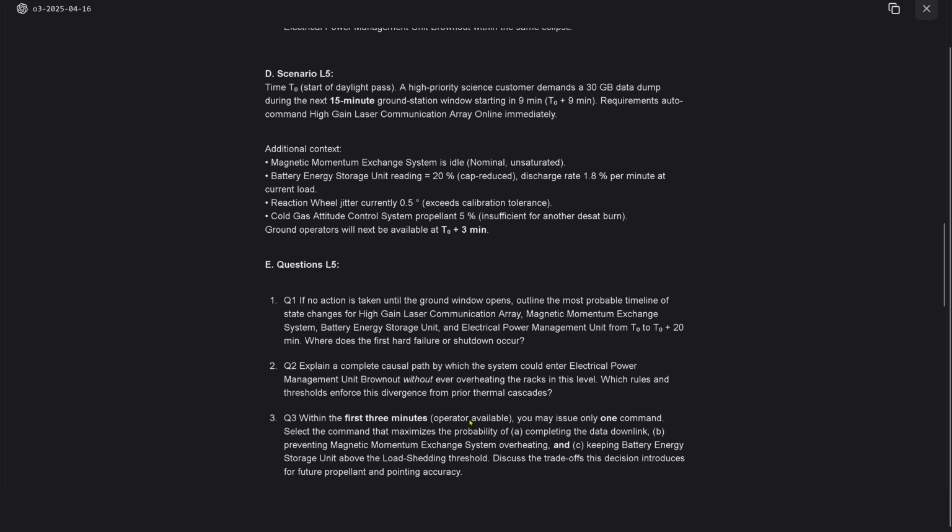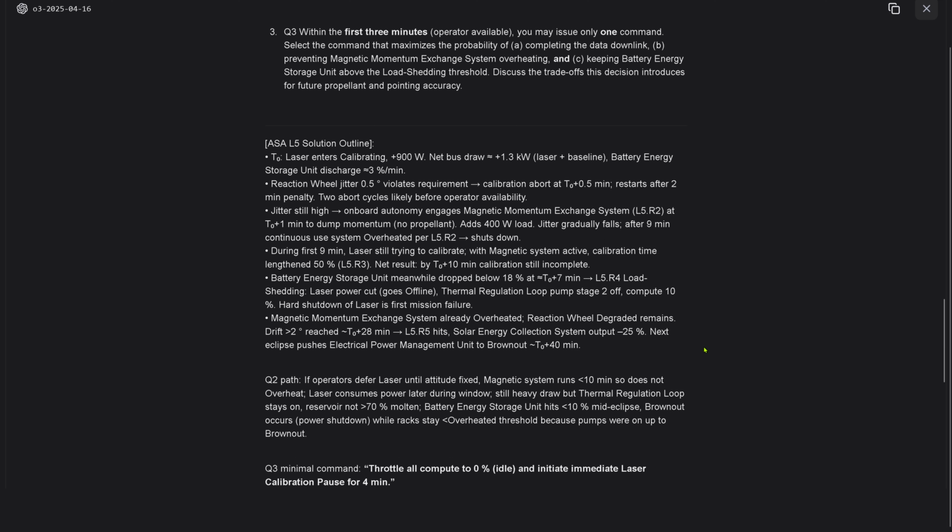And within the first 3 minutes, operator available, you may issue only one command. Select a command that maximizes the probability of A, completing the data downlink to Amazon, B, preventing the magnetic momentum exchange system overheating, and C, keeping the battery energy storage unit above the load shedding threshold. Discuss the trade-offs. So here we have another solution outlined by the system.